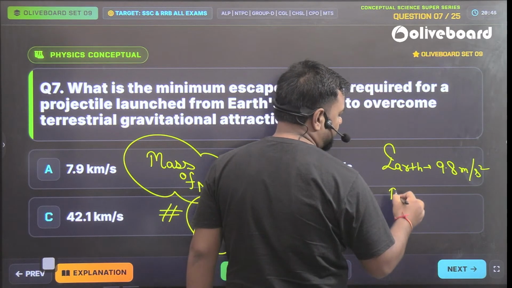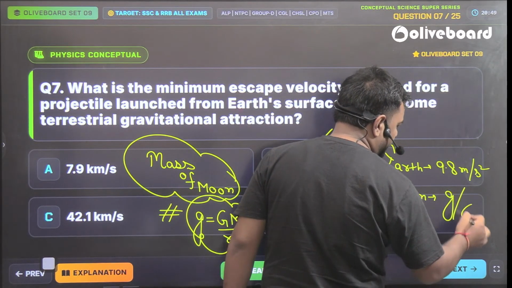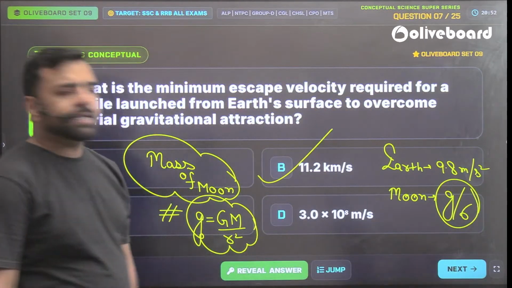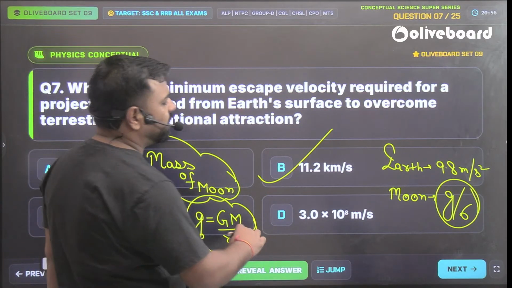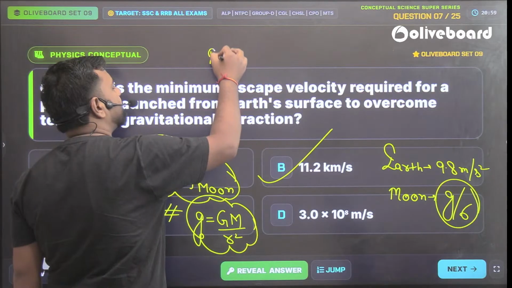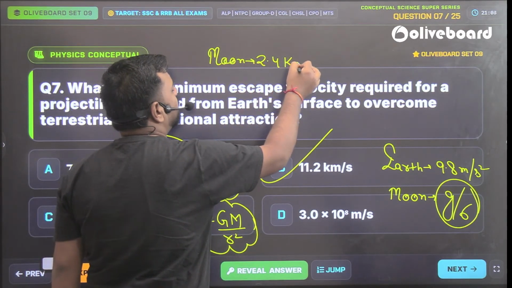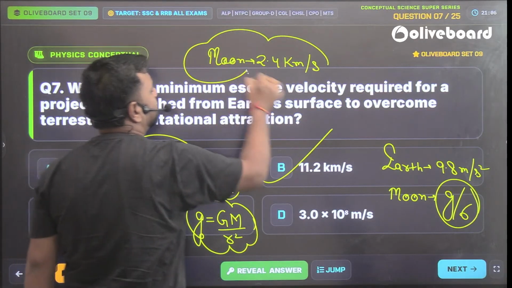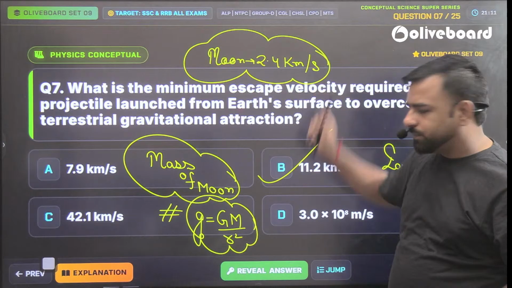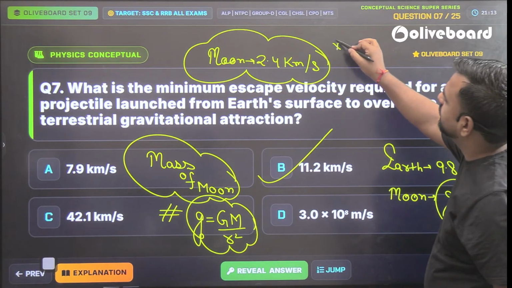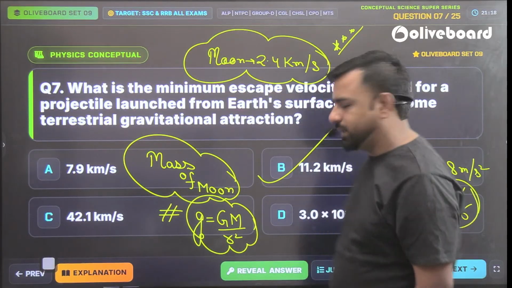And for the case of Moon, the value is 1/6, that is 1 by 6th of 9.8 meter per second square. So guys, yes, escape velocity also varies for the Moon, and for the Moon that value is 2.4 kilometer per second. So the value for the Moon will be lesser. You need to remember this value. No doubt this is important, but this is also important. Is it okay? Fine. Great.